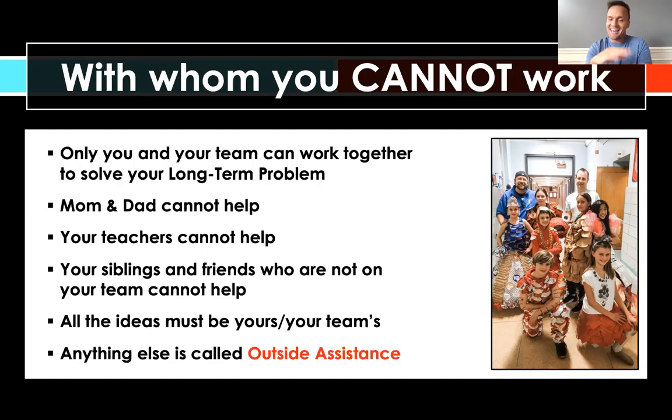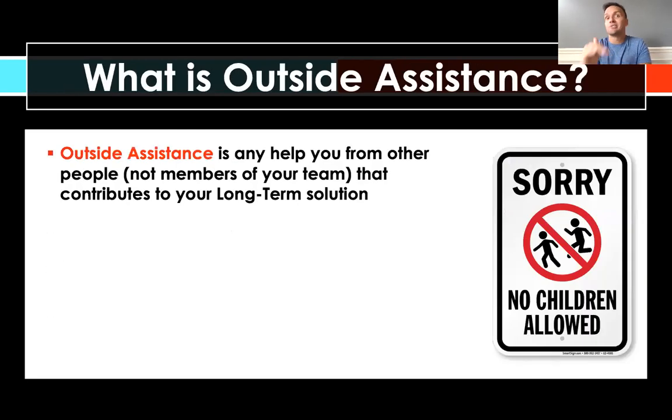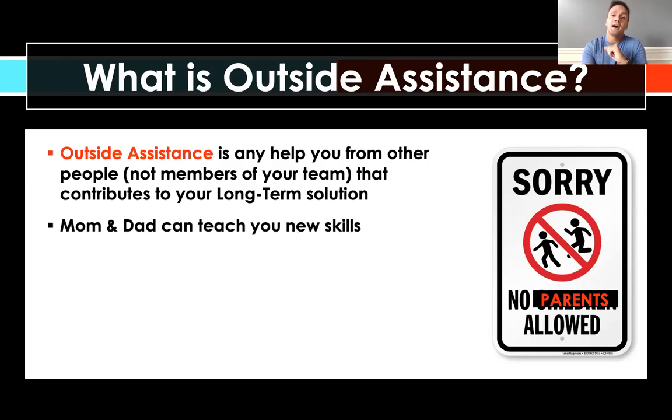Now, anything else, any ideas, anybody putting something together for you or building something for you is what we call in OM outside assistance. And outside assistance is so important, it gets its own slide. So here's the idea. Outside assistance is any help at all whatsoever coming from other people that are not members of your team. All right, so that includes, like I said, mom, dad, brother, sister, friends, teachers, anybody who's not a part of those 7 people on your team. Any ideas coming from them, any help of any kind is what's called outside assistance. So in this case, it's not no children allowed, it's no parents allowed, no teachers allowed, none of this, right? They can't have their ideas be a part of your solution.